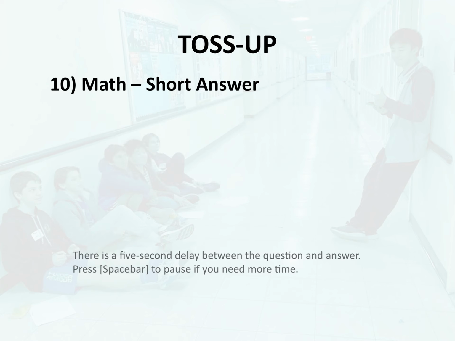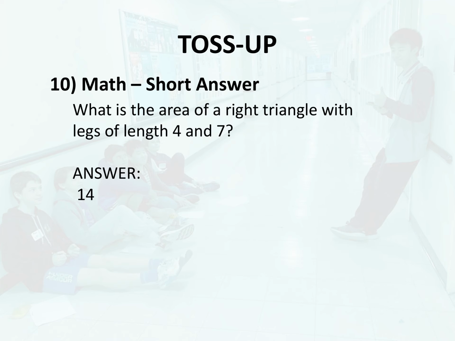Toss-up 10. Math, short answer. What is the area of a right triangle with legs of length 4 and 7? Answer 14.